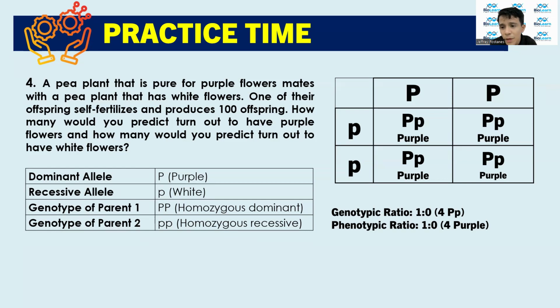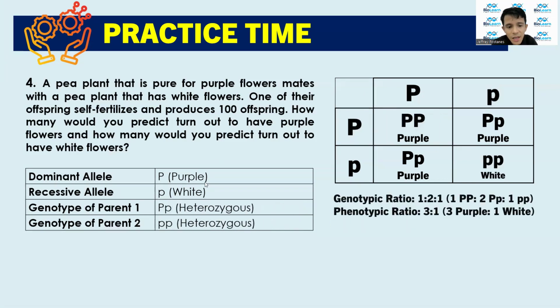Now, it says there, one of their offspring self-fertilizes. All of their offspring here are heterozygous and purple phenotype. So one of their offspring self-fertilizes. Therefore, we can say that parent one is heterozygous as well as parent two. So this is the Punnett square. And then if we're going to cross that, this is what you'll get. The genotypic ratio is 1:2:1, and the phenotypic ratio is 3:1.